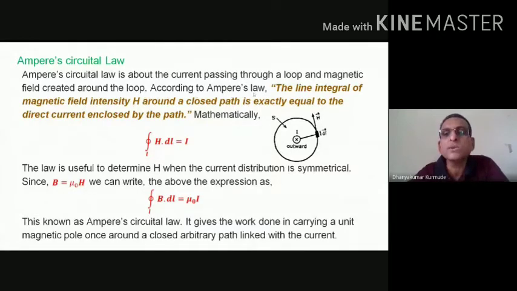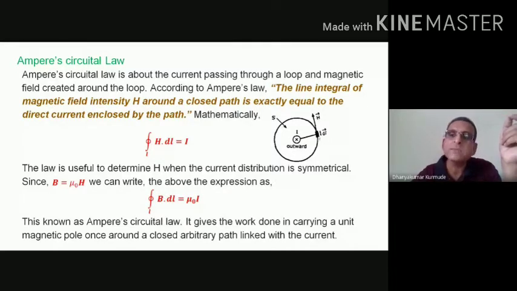According to Ampere's law, we know that whenever current passes through a conductor, a magnetic field is developed around the conductor. So this is the conductor shown by the cross symbol, through which the current is flowing. Around this conductor, a magnetic field will be developed. So Ampere's law relates the magnetic field and the current, the magnetic field developed due to current flowing through the conductor.